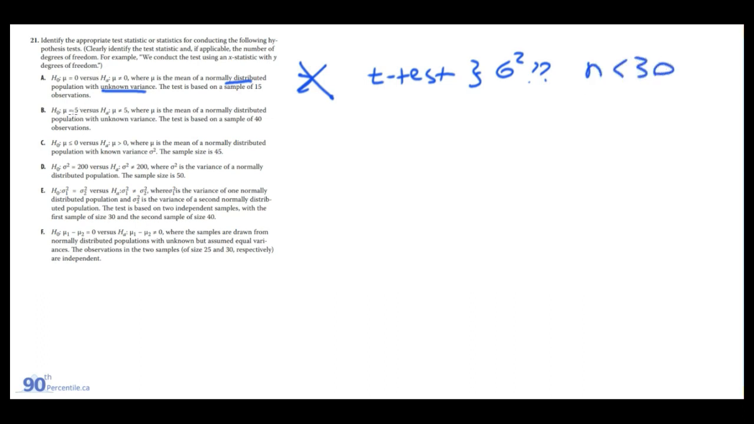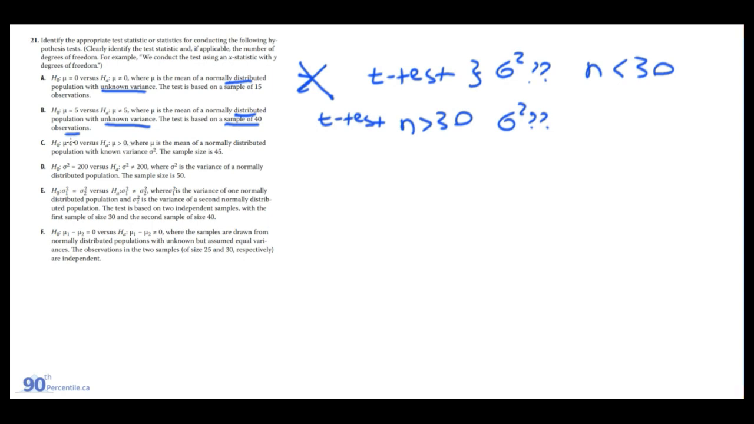B, the null is that the mean is equal to 5 versus the alternative that it is not equal to 5, where the mean is normally distributed with an unknown variance, and the test is based on a sample of 40 observations. So here, it's a t-test again. Even though n is greater than 30, we have a sample size of 40, we still don't know the variance. So not knowing the variance takes priority. If we knew the variance, it would be the z-test, but we don't know it, so we can't do the z-test, so it's t.